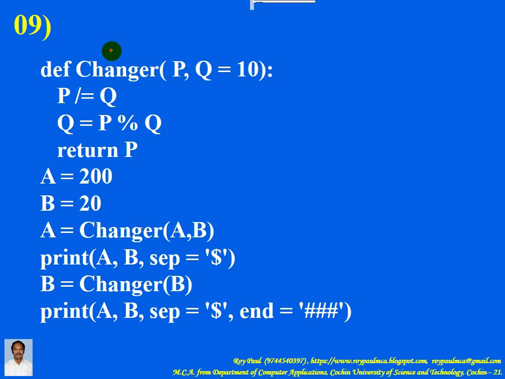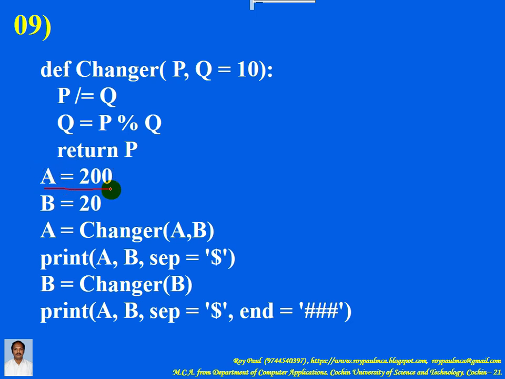Question number 9. It's an output type of question. Step 1. Memory should be allocated for global variables. There are no global variables. Execution of a Python program starts and ends at main function. This is the starting point of main function.